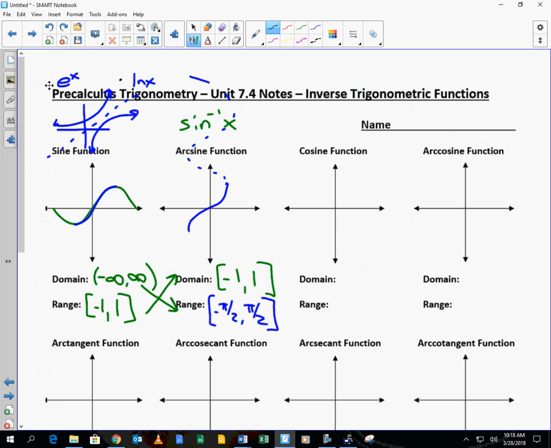Okay, so let's move on. Cosine function. We've got this thing going on. We're like something like that, right?